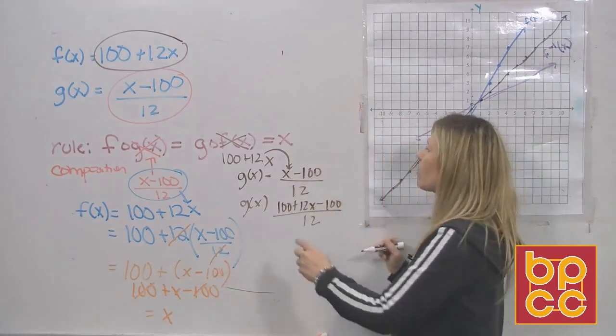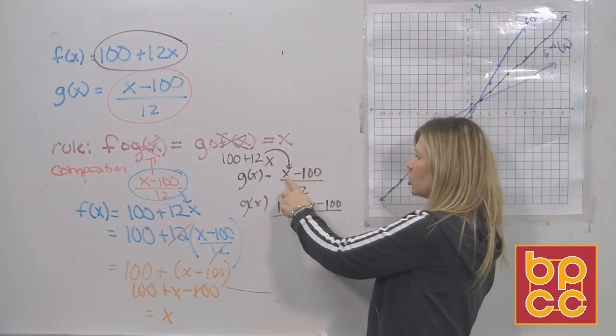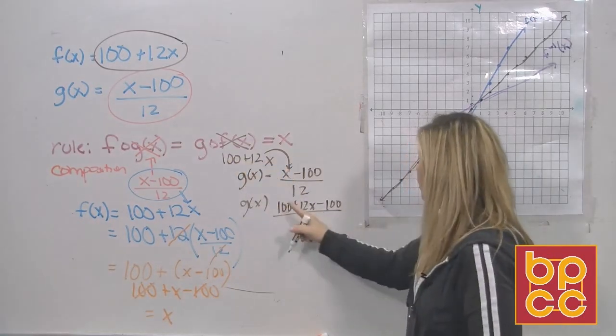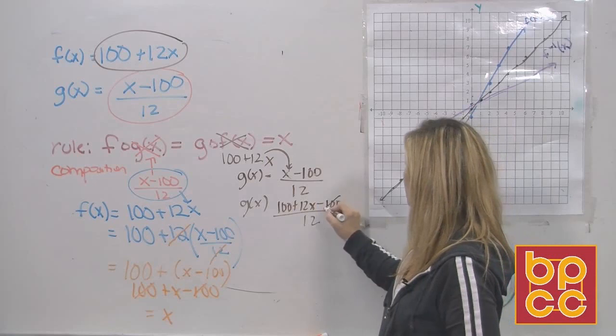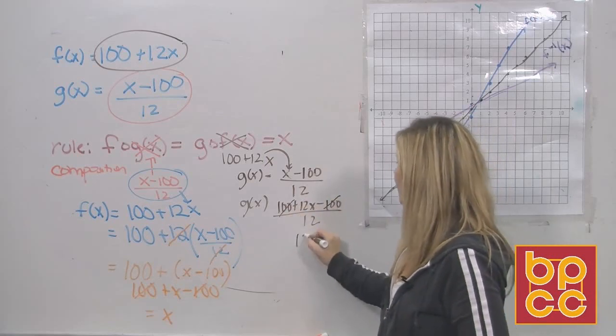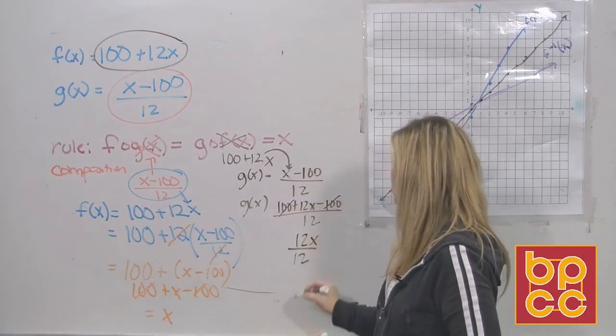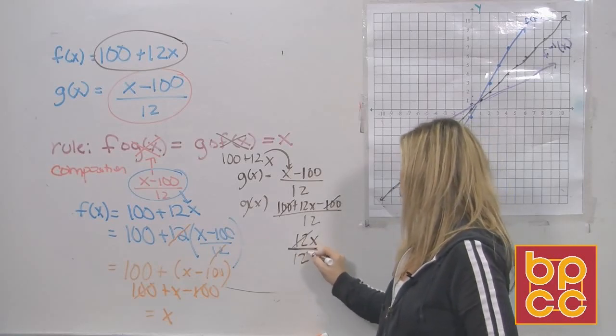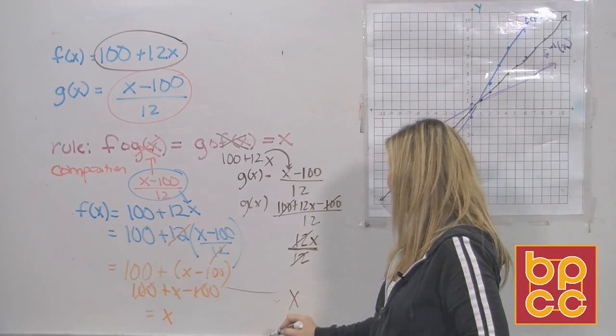So all we're doing is rewriting it. There was the x in g. We're covering it up and putting function f. Well, in your numerator, 100 minus 100 cancel out. Now you have 12x over 12. Well, now we're connected by division. This is multiplication, so 12 over 12 divide, and you get x.